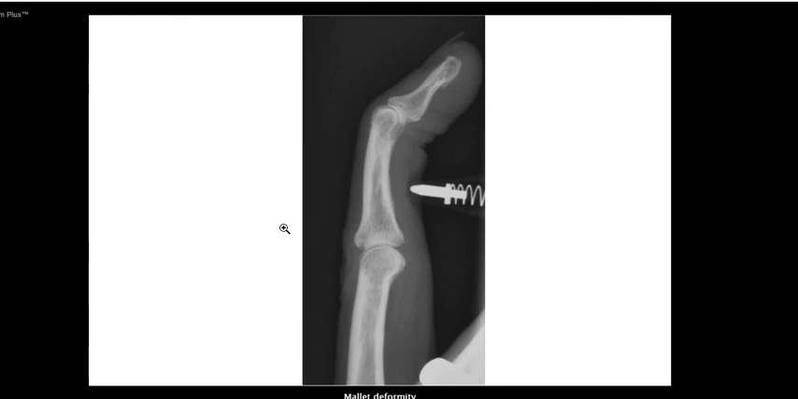Here's another deformity of the flexion, and this one is a mallet deformity at the distal interphalangeal joint. Not sure why the pen is there, but we cannot see an associated bone fragment, but we can definitely see a deformity, and this is due to the tendon rupturing.